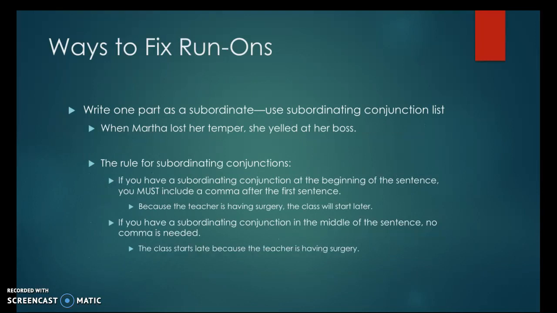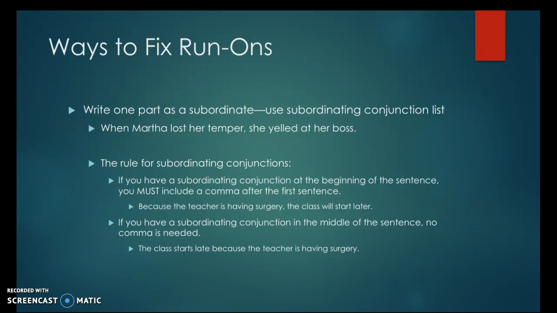The next one is that you can write one part of the sentence as a subordinate to the other. And this is where we use that subordinating conjunction list again. There's a couple of different ways that you can use a subordinating conjunction. You can use it at the beginning of a sentence, or in the middle of a sentence. And so we have an example: "When Martha lost her temper, she yelled at her boss." The first part of that includes the word when, which is a subordinating conjunction. Because we use the subordinating conjunction at the beginning of a sentence, we need to include a comma.